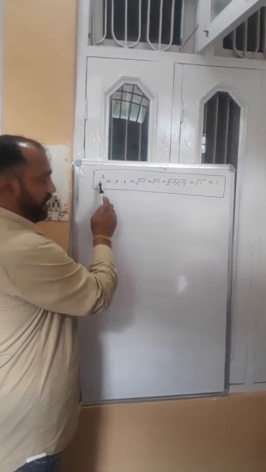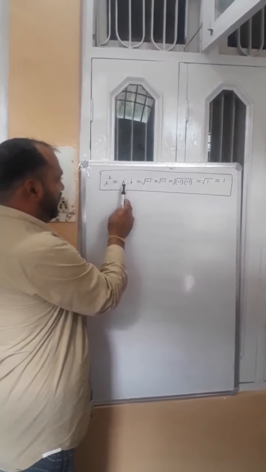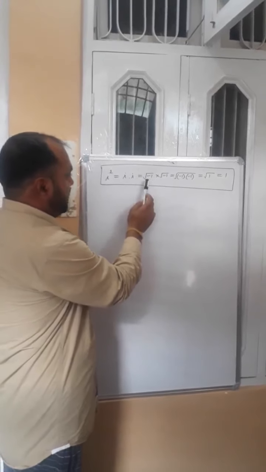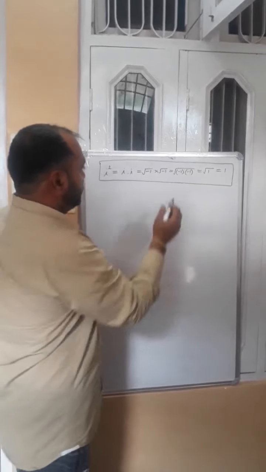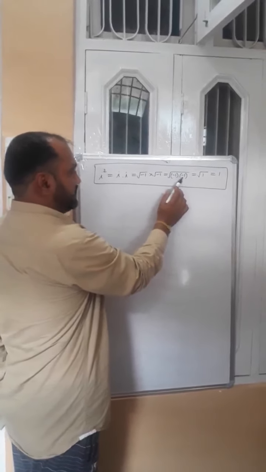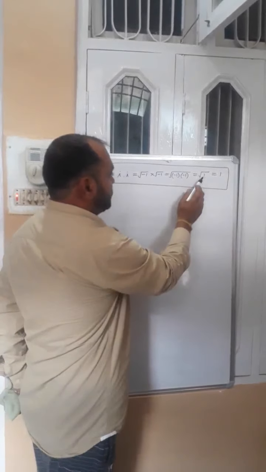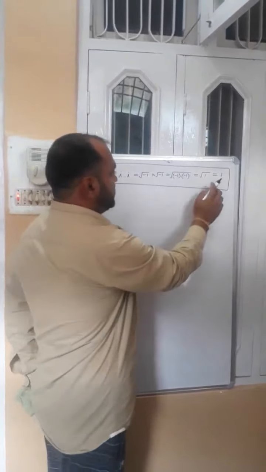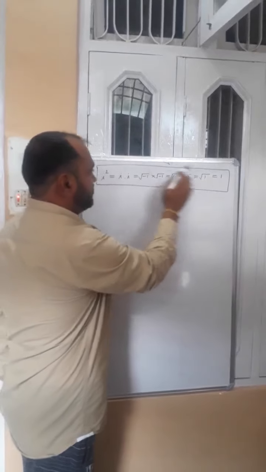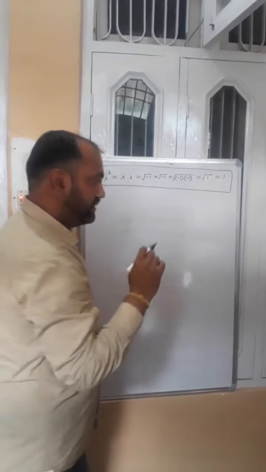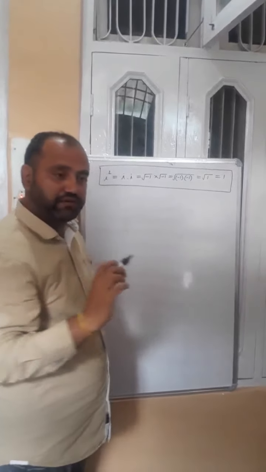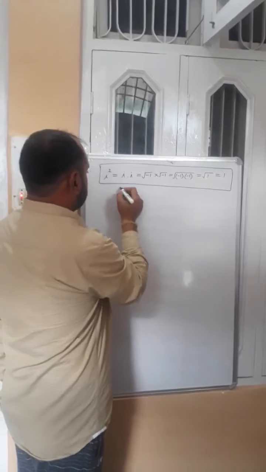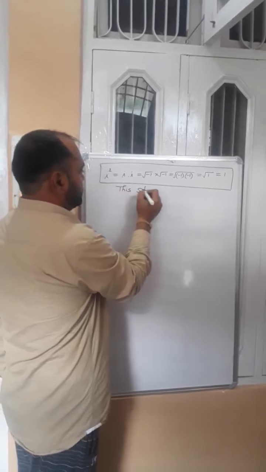This statement: iota square is equal to iota into iota, that is equal to square root of minus 1 into square root of minus 1, which is equal to square root of minus 1 into minus 1, which is equal to square root of 1, is equal to 1. This statement says the value of iota square is equal to 1. This statement is false. As you know, the value of iota square is equal to minus 1. Why is this statement false?